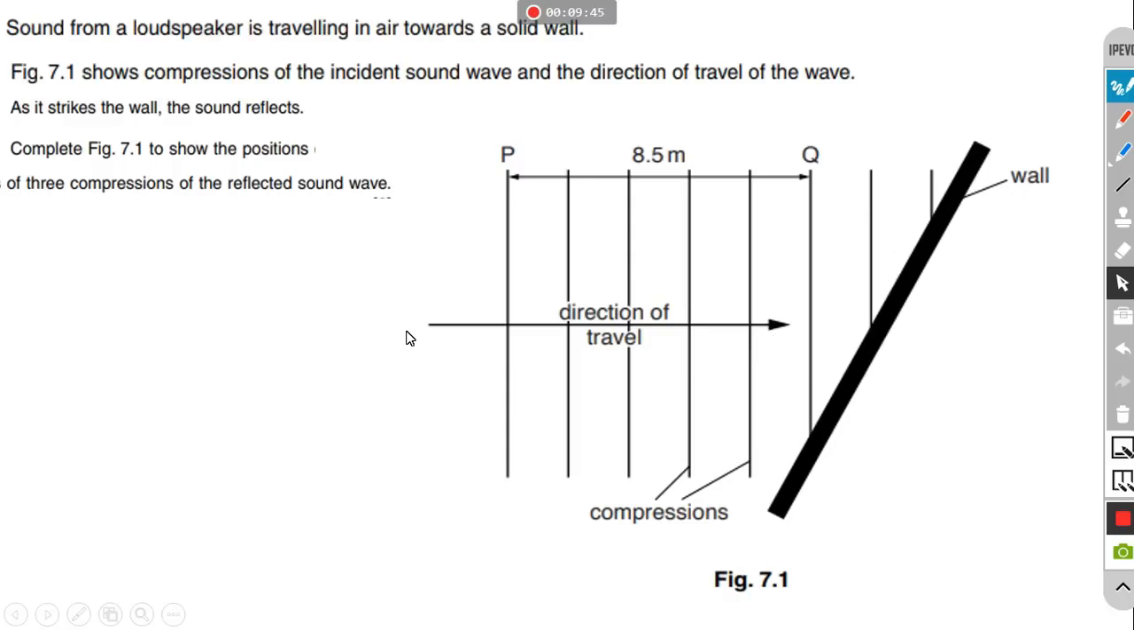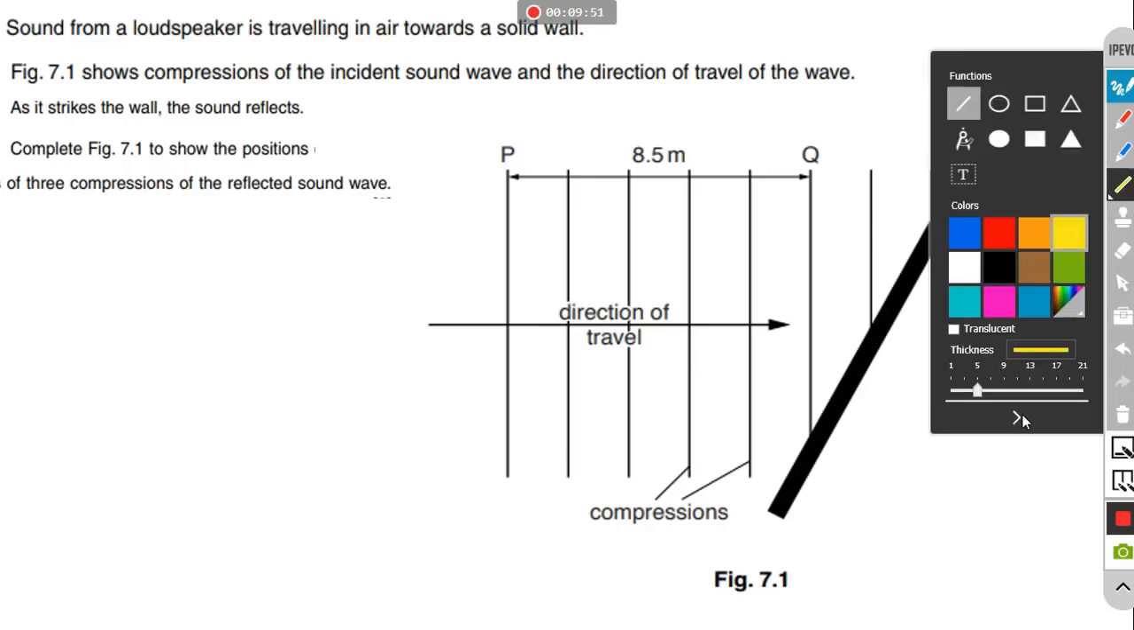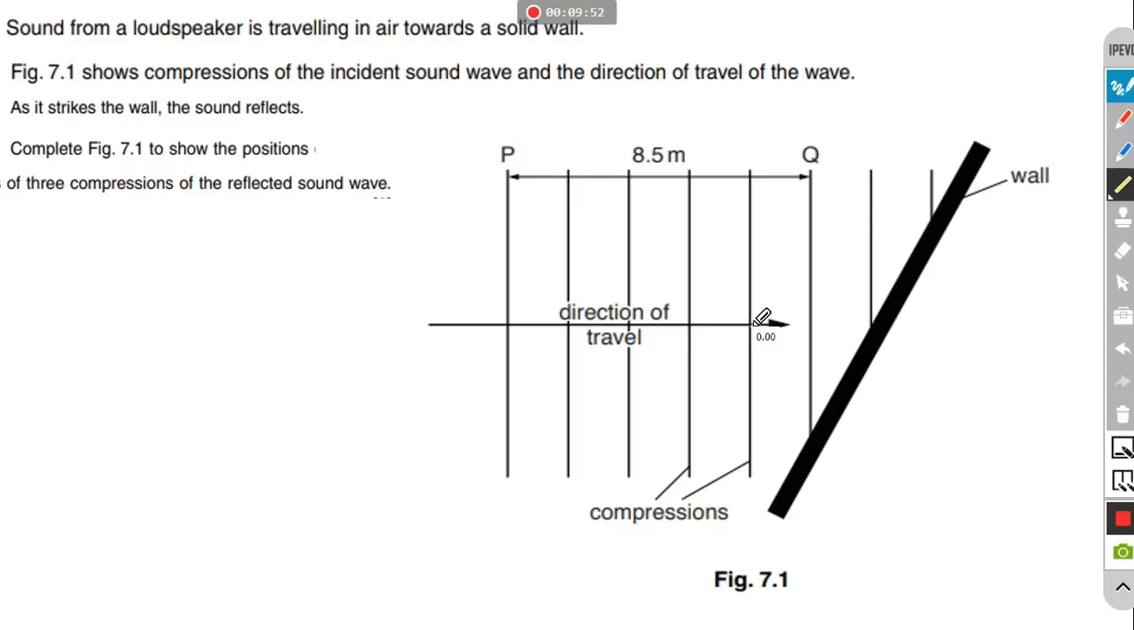Now the easiest is to first draw the direction of wave, continue it until it strikes the wall. So for this I'm going to use the yellow line, extending it till it reaches the wall. Let me adjust from here, it has to follow the same path. Okay, I'll extend it from here just to make sure.